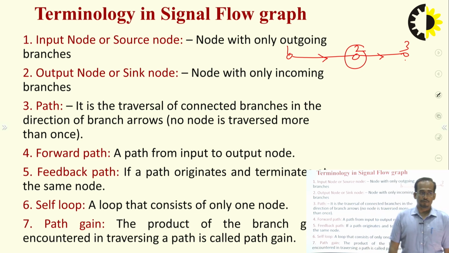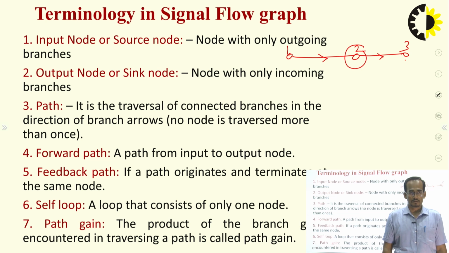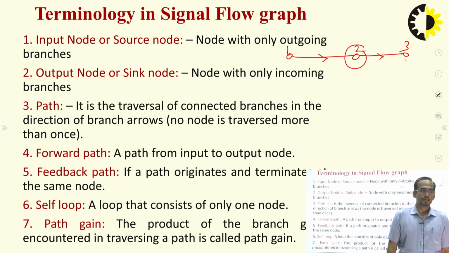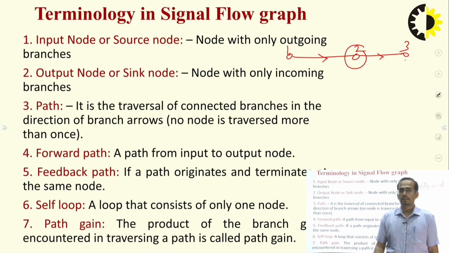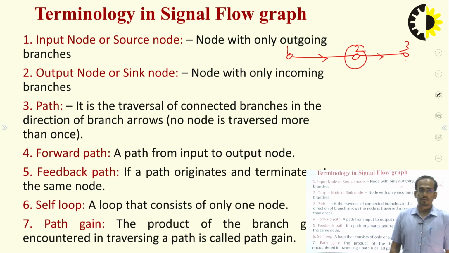What is a forward path? A path from input to output node is known as a forward path. What is a feedback path? A feedback path is a path that originates and terminates at the same node. What is a self loop? A loop that consists of only one node. And what is the path gain? The product of the branch gains encountered in traversing a path is called the path gain.